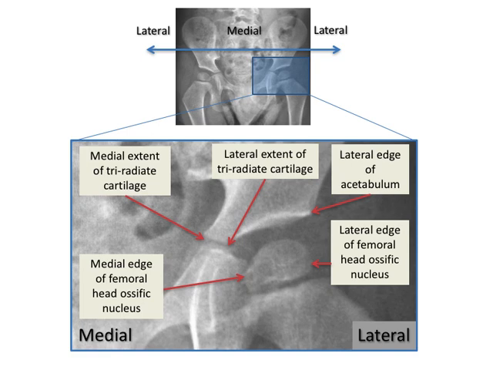Okay, so look over here. We have the medial aspect of the triradiate cartilage, the lateral aspect of the triradiate cartilage. The medial aspect of the femoral head ossific nucleus is actually lateral to the lateral extent of the triradiate cartilage because it's an internal reference, right? And then the lateral edge of the acetabulum and the lateral edge of the ossific nucleus. These are the five areas that you will be looking at most commonly when you measure the migration percentage.